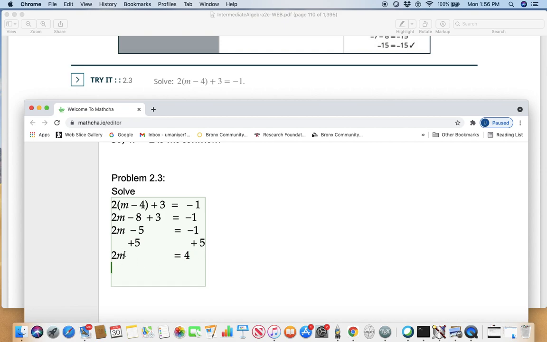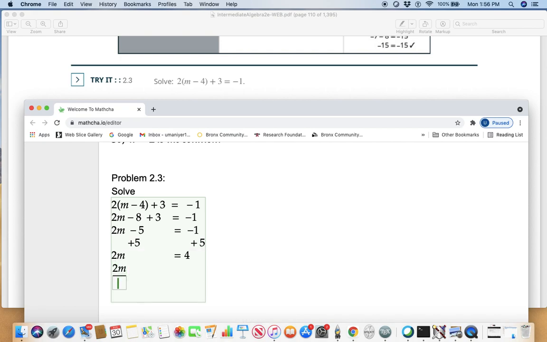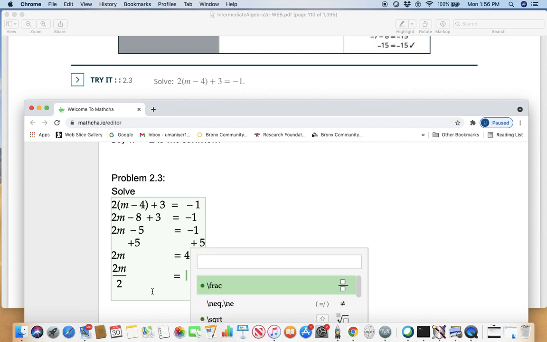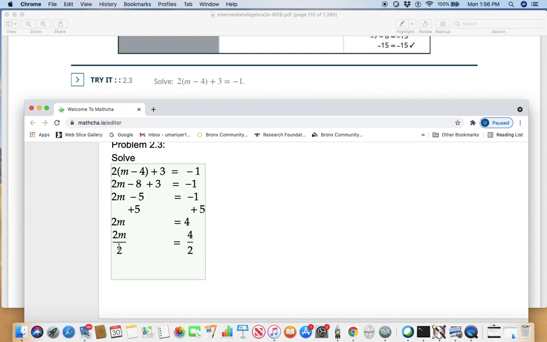Now I am close to isolating m. Look at this 2. It's multiplying m, so I need to divide by 2 to get rid of that multiplication. If I divide the left hand side by 2, I need to divide the right hand side by 2 as well. These 2's cancel. I'm left with m equals 4 over 2, which is 2. Now we are not done. Check m equals 2 in your original equation.